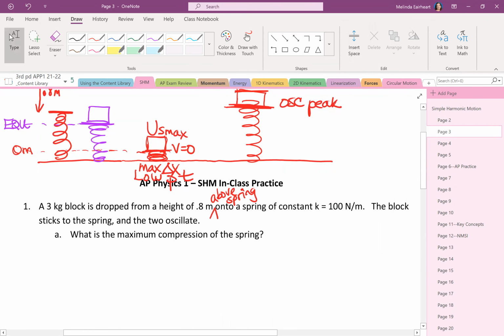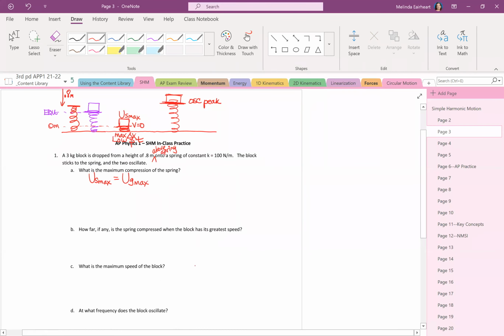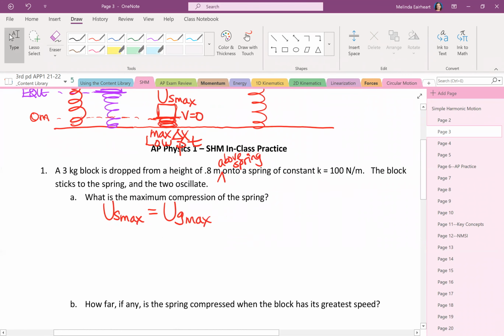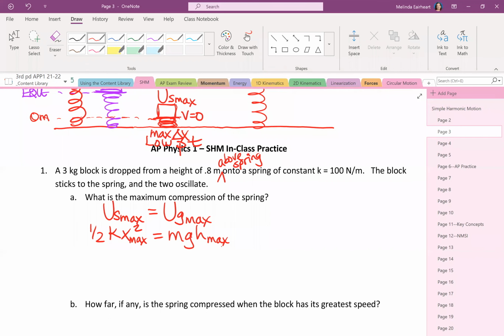Okay. What is the maximum compression of the spring? Maximum compression is when I had maximum elastic potential energy. Where did all that energy come from? Well, we started with a maximum gravitational potential energy. So 1/2 kx squared, and this is a maximum, equals mgh, if you want to call that a maximum. Now it's kind of generic there. mgh, that's just the equation.